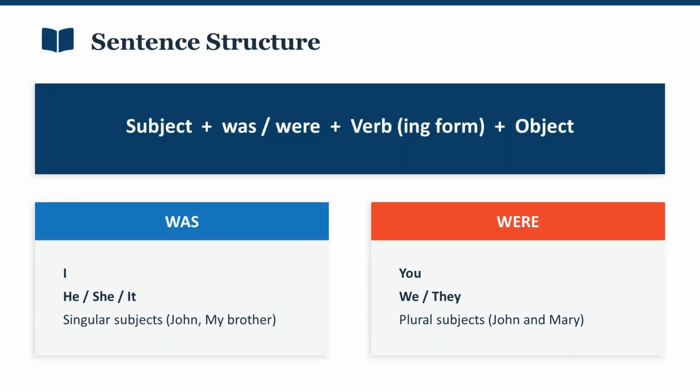Now let us look at the sentence structure for the past continuous tense. The formula is simple. Subject plus was or were, plus the verb in its ing form, plus the object. But when do we use was, and when do we use were? We use was with the pronouns I, he, she, and it, as well as with singular subjects like John or my brother. We use were with you, we, and they, as well as with plural subjects like John and Mary. For example, I was drinking coffee, we were drinking coffee. Notice the only difference is the helping verb, was or were.